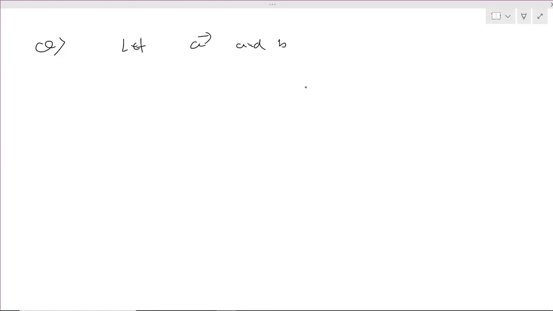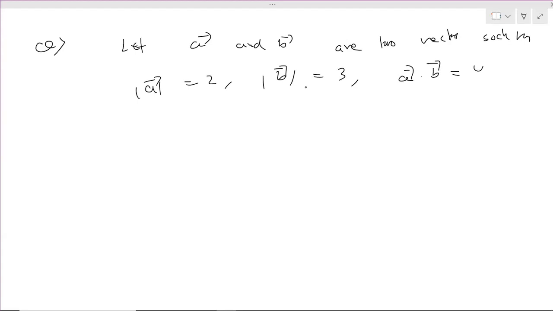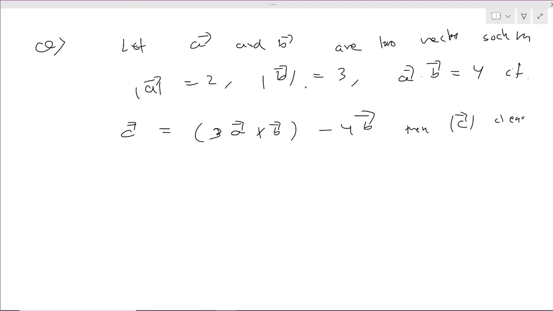Let A and B vectors be two vectors such that mod A equals 2, mod B equals 3, A dot B equals 4. If C vector equals 3A cross B minus 4B vector, then mod C is equal to dash.